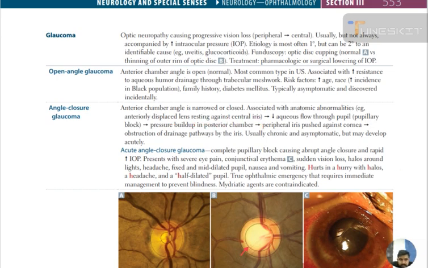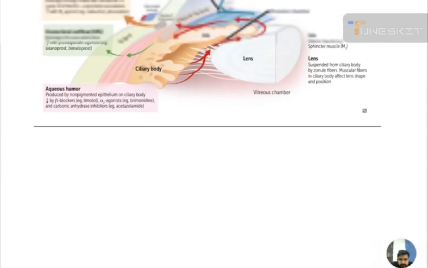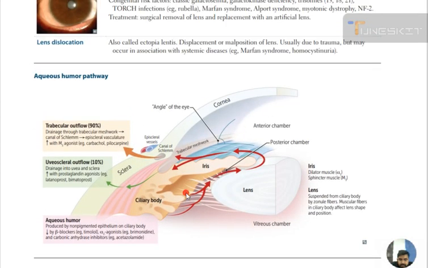We can see in this picture that the aqueous humor is produced in the posterior chamber by the ciliary bodies. This is the posterior chamber, and from here through the pupillary area, the aqueous humor will go into the anterior chamber. And in the anterior chamber, this is the trabecular meshwork, which is involved in the outflow of this aqueous humor.